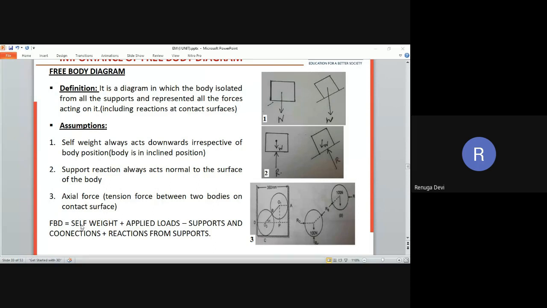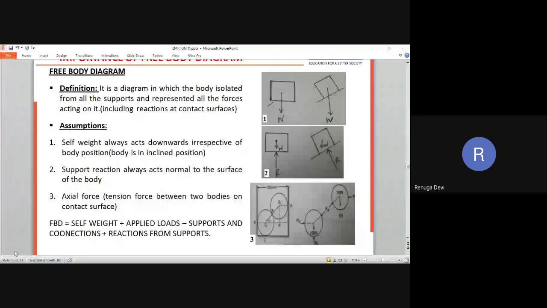In this resolution of forces, if theta is near, it is cos theta; if theta is away, it is sin theta. That is very important. The second one is, while drawing the free body diagram, what are all the things you need to add? Self weight, applied loads, minus supports and connections, plus reactions from supports. These three things.